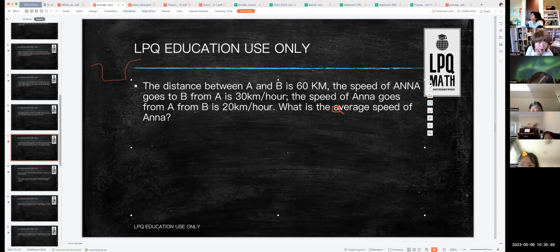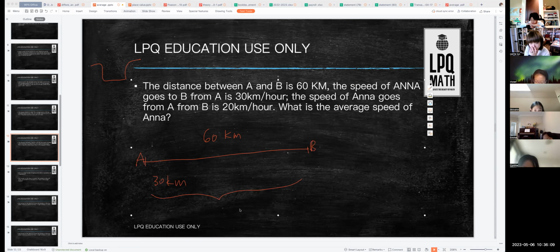Okay, so let's take a look at this one. The distance from A to B is 60 kilometers. The speed of Anna going from A to B is 30 kilometers per hour. So let me ask you, Margaret, how many hours does Anna take to go from A to B? Margaret? 3. Very good. 60 divided by 30 equals what? So how many hours?